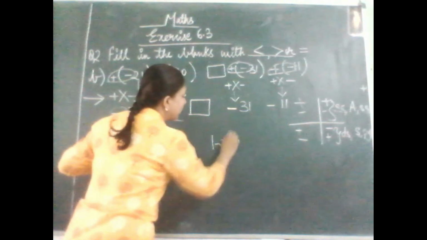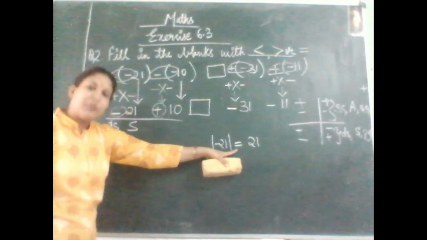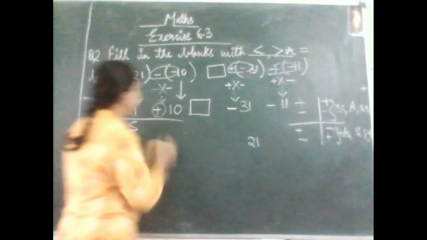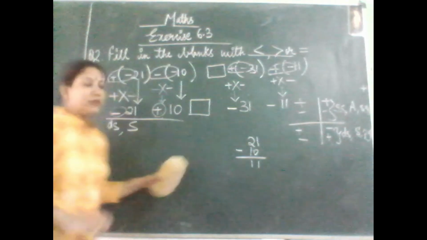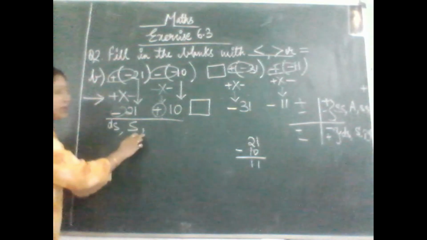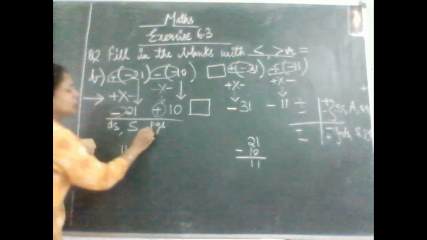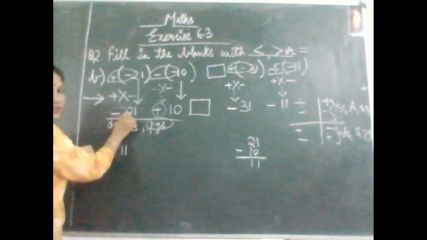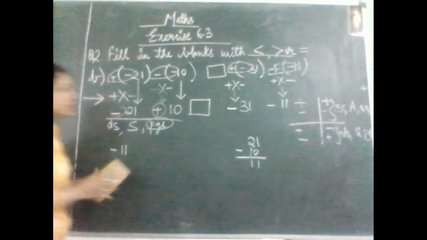So the absolute value of 21 is 21. I told you that when we talk about absolute value, it means irrespective of the sign. So 21, and subtract the smaller value, that is 10. What answer do we get? 11. Is it complete? No. You have to put the sign also. Now put the greater number's sign. Which number is greater? 21 is greater. What sign does 21 have? Minus. Write down the minus sign.